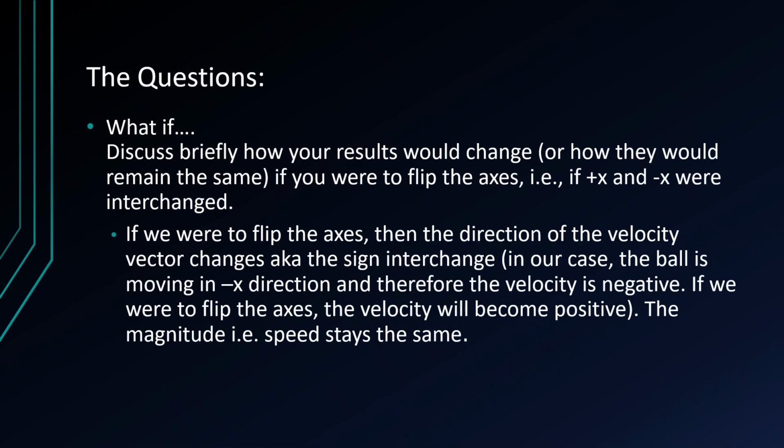The questions. So what happens if we flip the axis? That is, in my case, what happens if I make the negative x-axis the positive x-axis? If we flip the axis, then the direction of the velocity vector changes. That is, all the negative signs in my case become positive, but the magnitude, that is the speed, always stays the same.